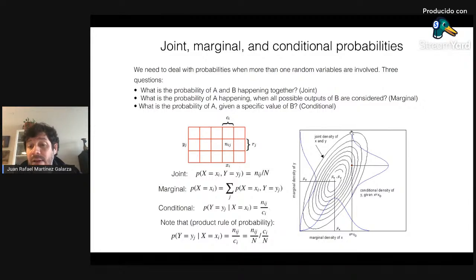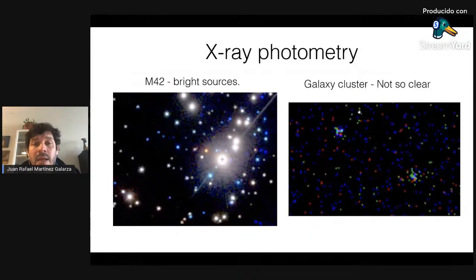If you, on the other hand, want to know what the probability of an event happening is when the other event adopts a particular value, then you want a conditional distribution. The marginal, the conditional, and the joint distributions are three different views of the probability of events happening simultaneously. So let's go back to X-ray astronomy and how we measure photometry in X-rays.